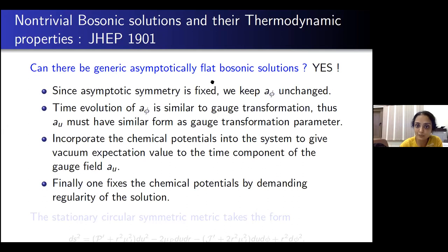So you can have more generic flat bosonic solutions, and to get this, what you really need to do is the following. Since the asymptotic symmetry is fixed, you don't want to touch the h component of this small gauge field, small a field, because that's what actually gives you the asymptotic symmetry algebra. Whereas the u component of a, that you can play with. So what you do is you basically turn on the chemical potentials for all your conserved charges. And once you do that, demanding that nothing is singular and all the solutions are well defined, those conditions will basically give you the new solutions.